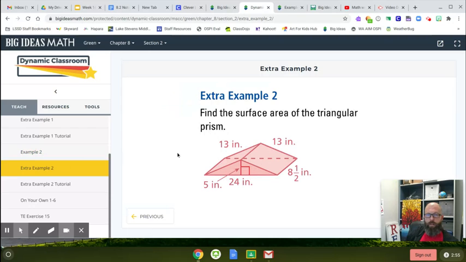Let's try this one and see how they do it on their video. Here you got to kind of be careful because you have a triangle here, okay, and then it tells you 5 inches is here. So this one's going to take some time. Find the surface area of the whole triangular prism. You have fractions and everything.